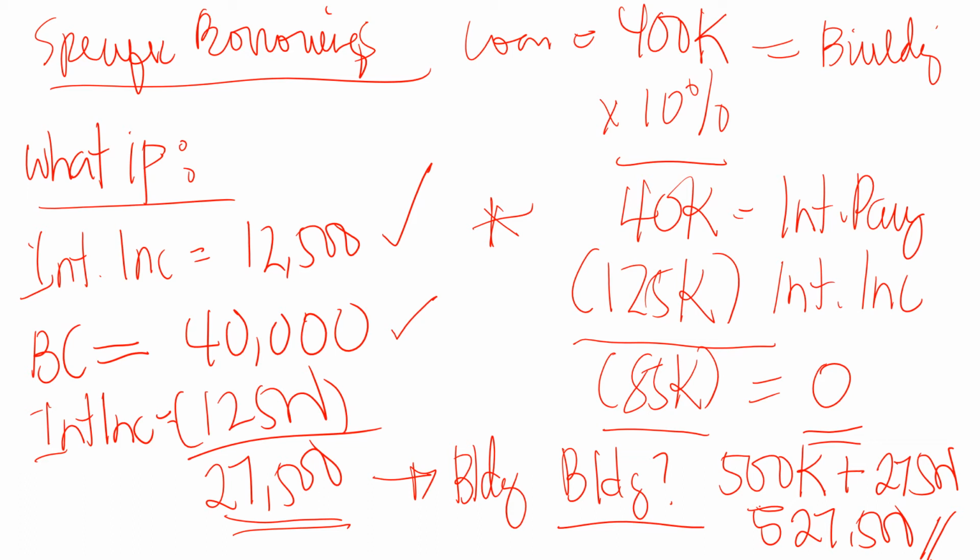Yan ang magiging. Paano ang entry doon? So debit ka ng interest expense 12,500. Debit ka ng building, 27,500. Credit ka ng cash, 40,000. Tapos may debit ka rin na cash, 12,500. Credit ka ng interest income, 12,500. Ayun.